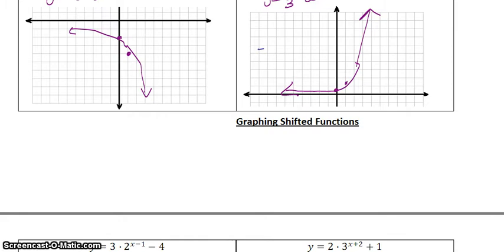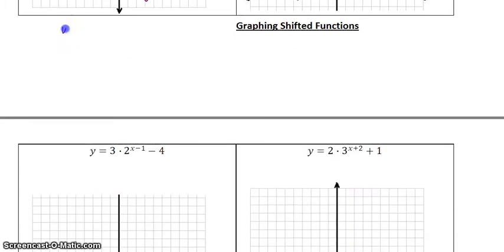So just like I did in chapter 7, I have a general format I'm going to use, which in this situation is y equals a times b to the x minus h, and the minus h is in the exponent, and then plus k is not in the exponent. And the nice thing is that the rules are the same as they were in chapter 7.